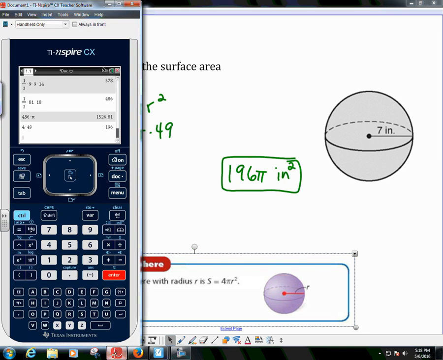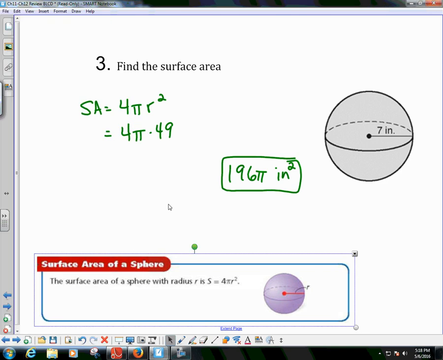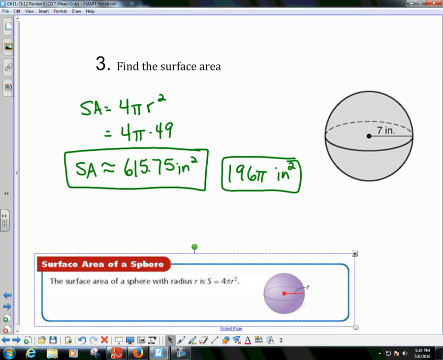But I told my classes we were doing this rounded to the nearest 100th. So I'm going to take the answer and multiply it by pi. Use my pi button to get the most accurate answer, 615.75. 615.75 is my surface area. I've got square inches. Surface area is an area. All areas are squared, all volumes are cubed.